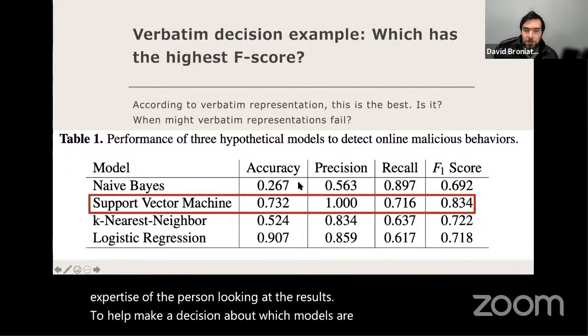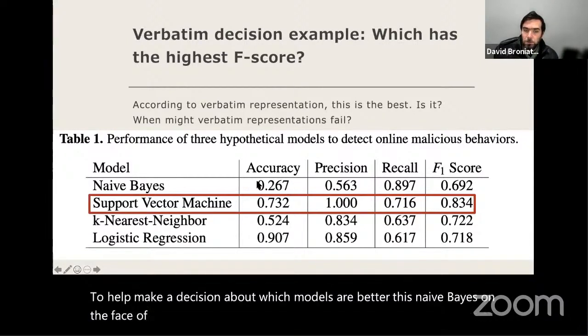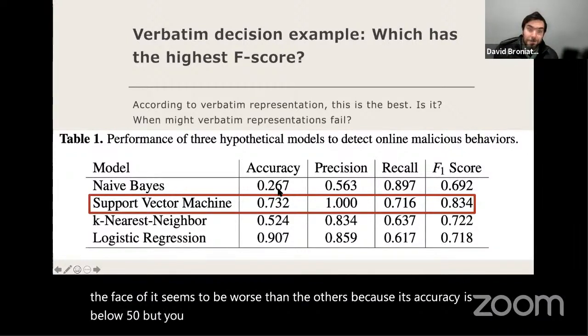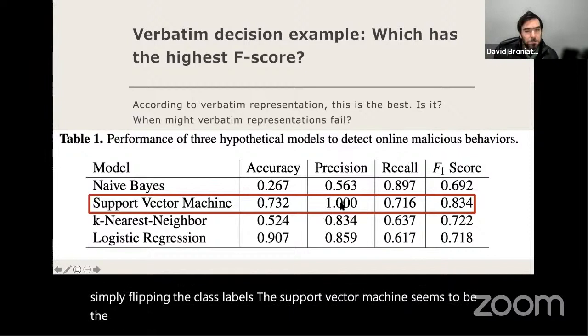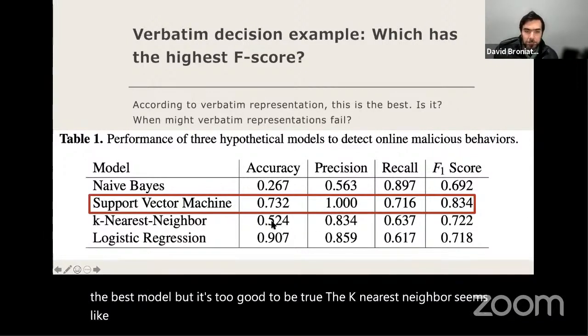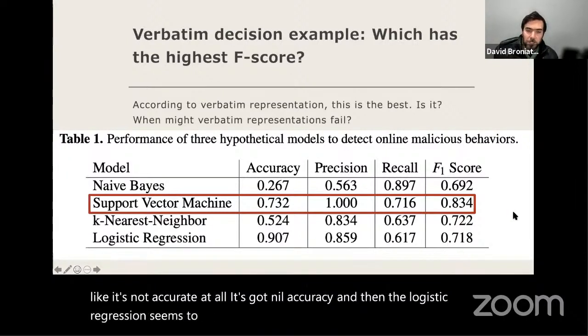This naive Bayes, on the face of it, seems to be worse than the others because its accuracy is below 50%. But you can get a higher accuracy, or actually the correct accuracy, by simply flipping the class labels. The support vector machine seems to be the best model, but it's too good to be true. The k-nearest neighbor seems like it's not accurate at all. It's got nil accuracy. And then the logistic regression seems to be the only one here that's actually got meaningful results.